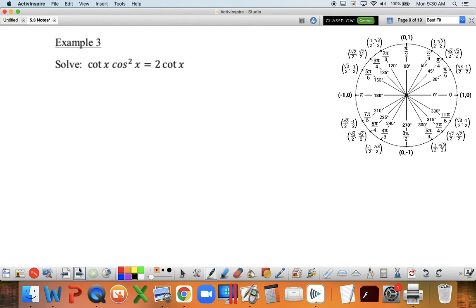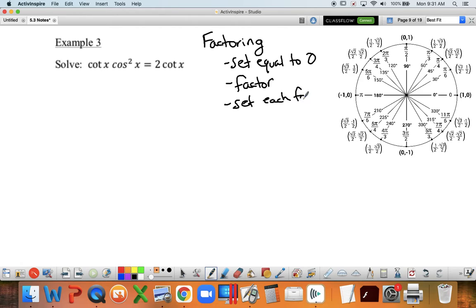All right, example 3. Ooh, we've got a cotangent and a cosine going on here. All right, so we are going to be factoring as we go through this type of example. Okay, we want to set equal to 0 first. Set equal to 0. Remember, I'm trying to give you some tips and tricks to solve these. We're then going to factor, and then we're going to set each factor equal to 0 and solve. So those are kind of our tips with this one.